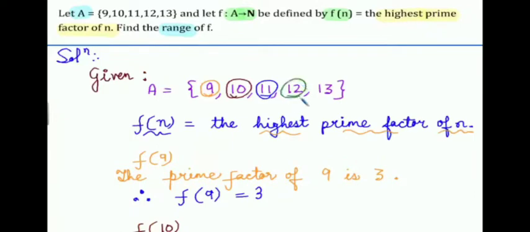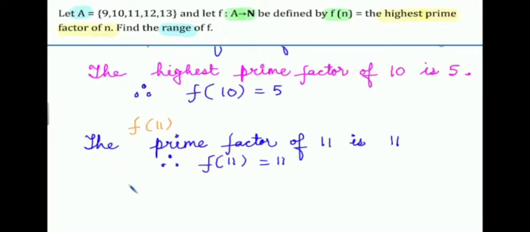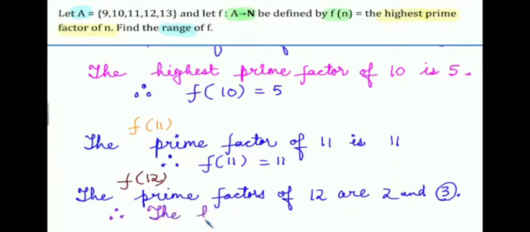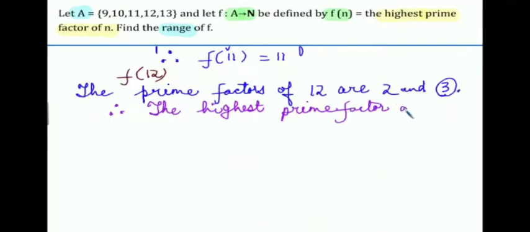Now our next element, 12. So f of 12: the prime factors of 12 are 2 and 3, and the highest prime factor of 12 is 3. So f of 12 is equal to 3.